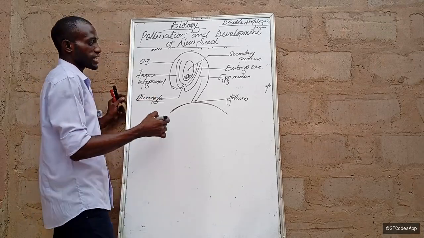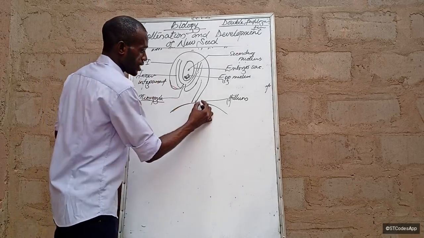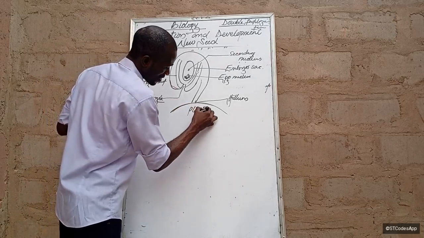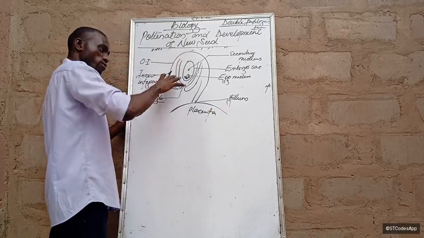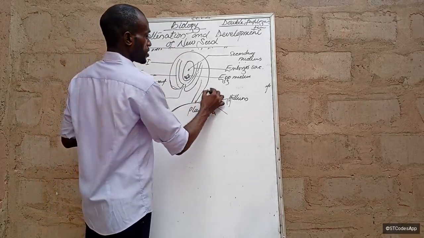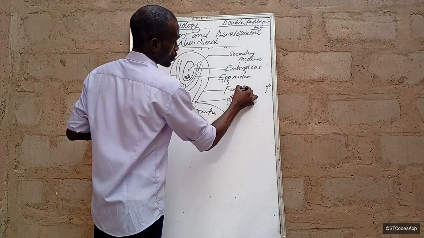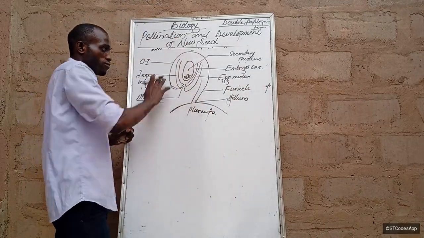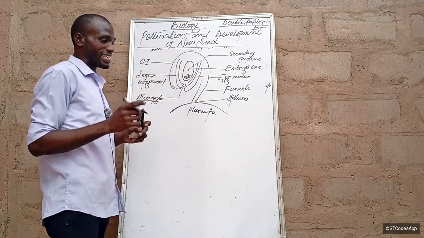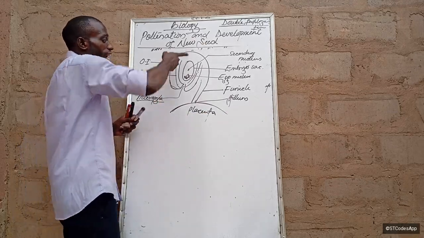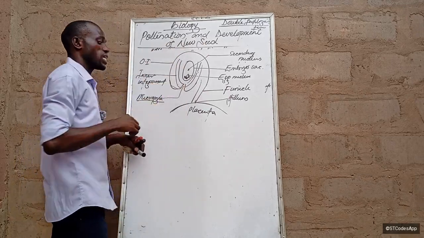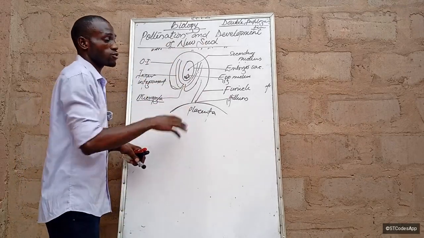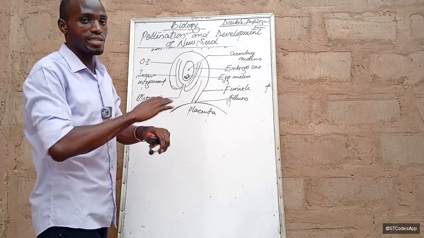Do you understand? Now, this is the hilum, this is our placenta, the point of attachment of the ovule to the ovary. So this is called the funicle or the funiculus. The funicle is what holds the ovule in place. Now the pollen tube will grow into this place and enter through the micropyle. Once it enters through the micropyle, the tube nucleus disappears.